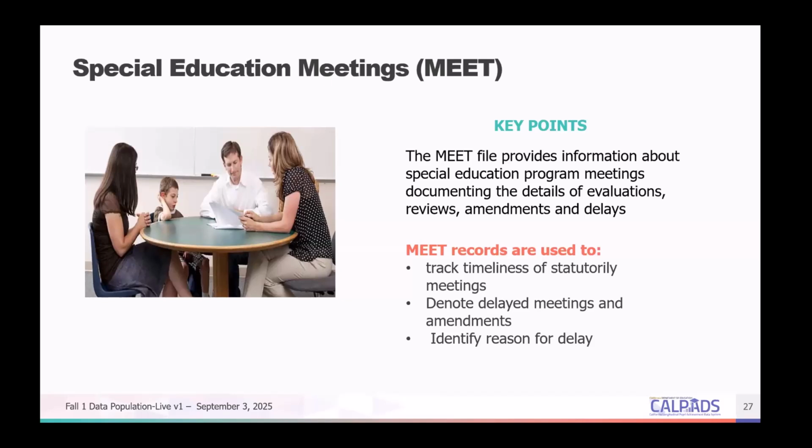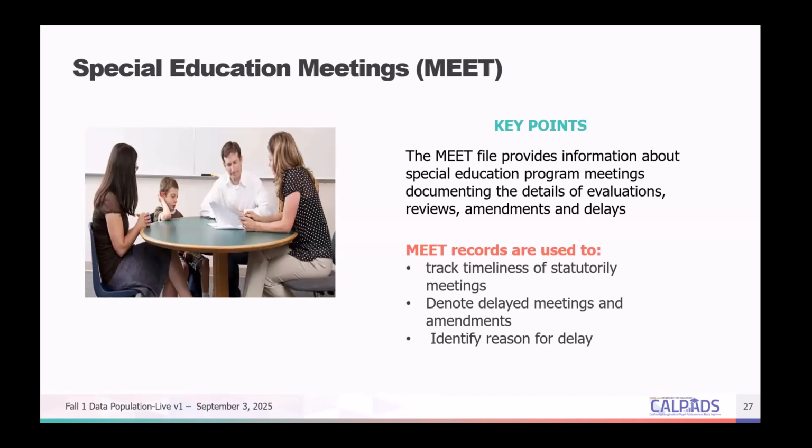So the meet records are used to track initial evaluations for both Part C and Part B, plan reviews, eligibility re-evaluation, initial evaluations that are pending and are not overdue, initial evaluations, plan reviews, and eligibility re-evaluations that are pending and are now overdue, along with the associated meeting delay code. So meet records are used for monitoring reports 16.7 and 16.8.